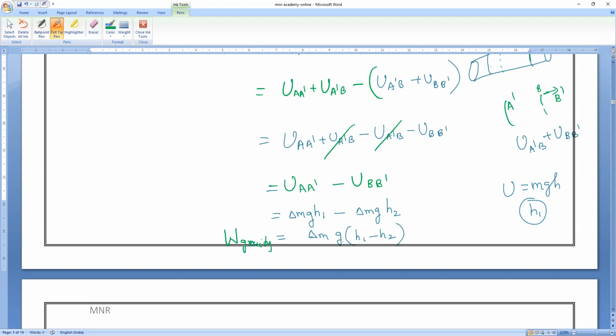Work done by gravity is what energy? Potential energy or kinetic energy? It is potential energy. Working against gravity, if you keep on taking the fluid above, the potential energy increases. So we already got the potential energy, the work done by gravity, and the work done by the fluid pressure.